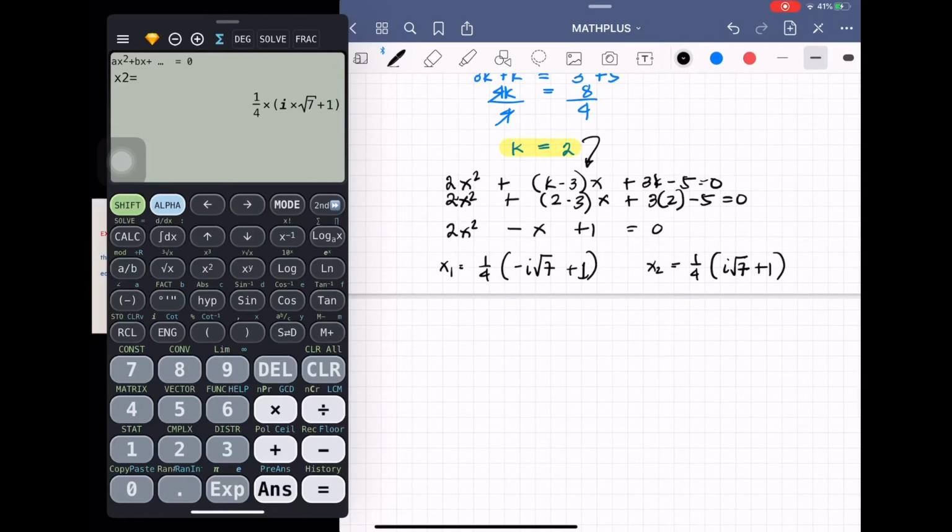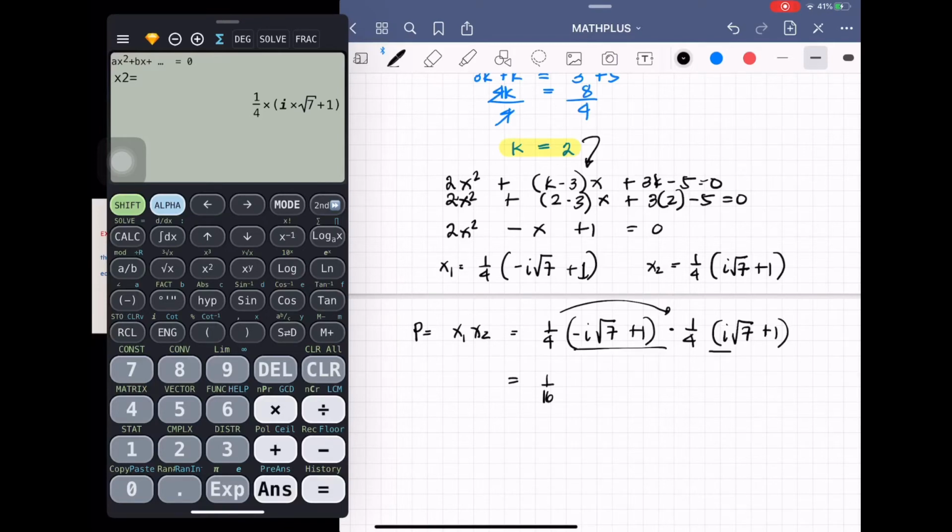So let's take x1 x2 first. So that's the product x sub 1, x sub 2. That's equivalent to 1/4 times negative i square root of 7 plus 1 multiplied to 1/4 times i square root of 7 plus 1. So, multiplying the real numbers, you get there 1 over 16. And then multiplying the binomial to the binomial also, you have here the sum and difference of the same two terms. So, that means it will create difference of squares. Therefore, you'll get here negative the square of the second term. So, i square root of 7 squared plus the second term squared.